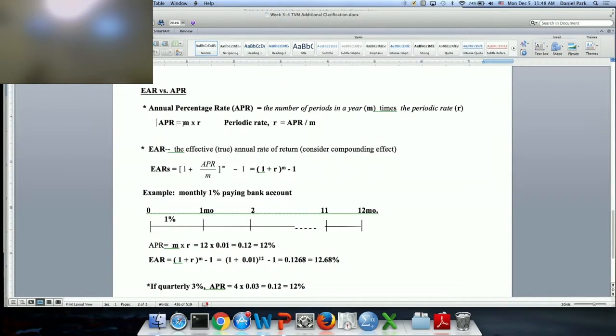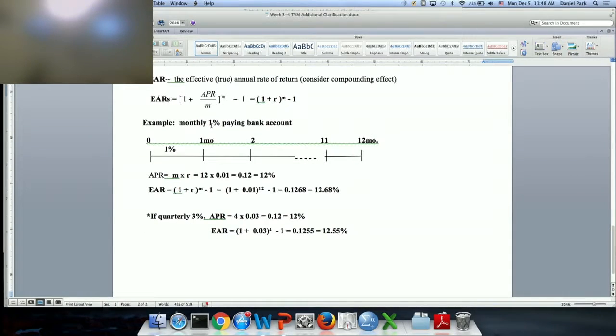Compared to EAR, APR is simply multiplication. That's what we call the nominal rate or quoted rate on a legal document. But EAR is the effective annual rate, or true annual rate. Why? Because this considers compounding. So the formula is 1 plus APR over M, and APR over M is R, right? So that's the same as 1 plus R, power to M, minus 1. The power means the compounding effect we considered.